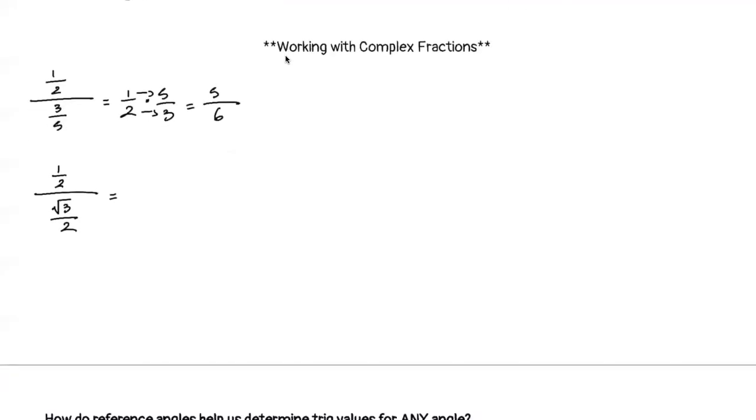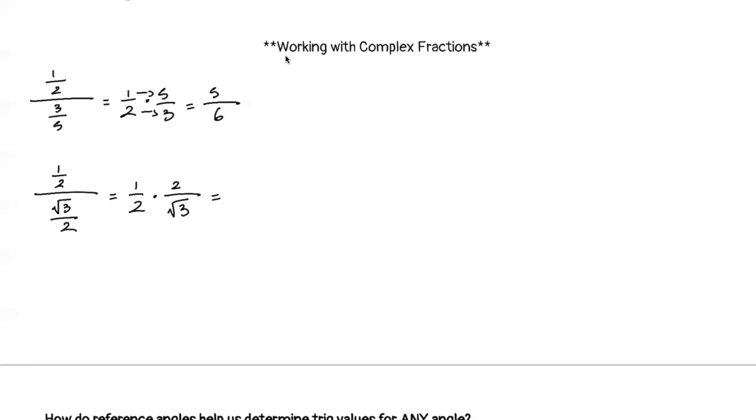1/2 divided by √3/2. Following the same procedure I had from before, I would keep the 1/2. What would I multiply it by? √2. I love it. 2/√3. Great.